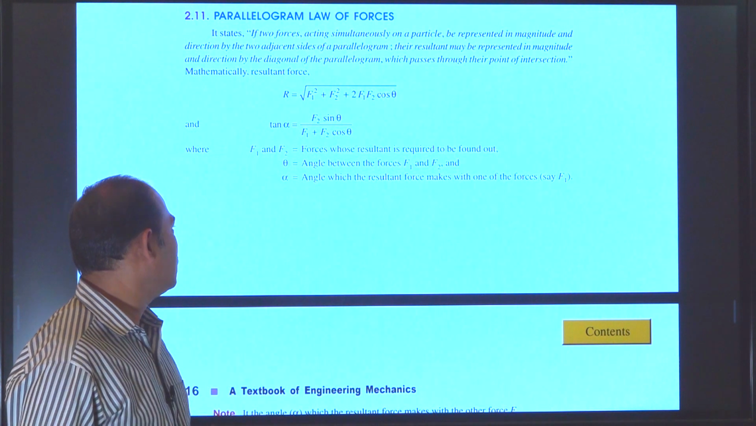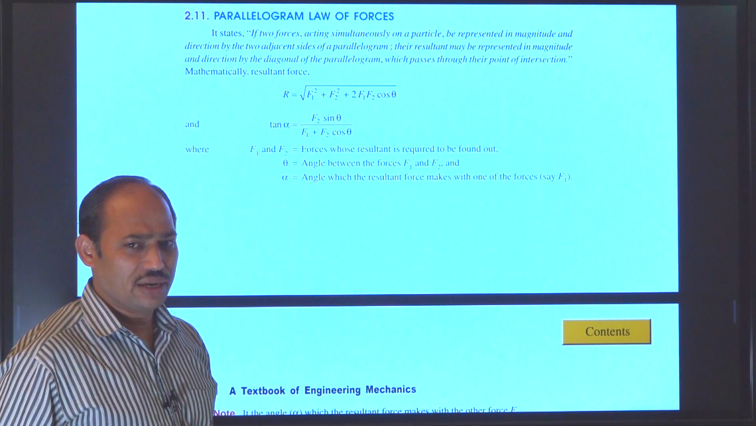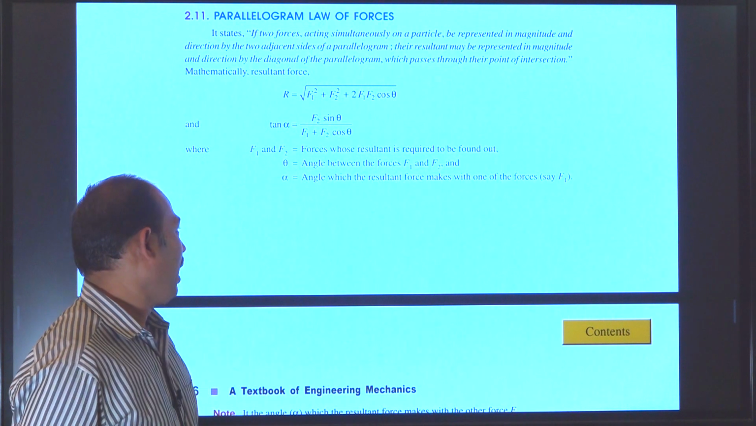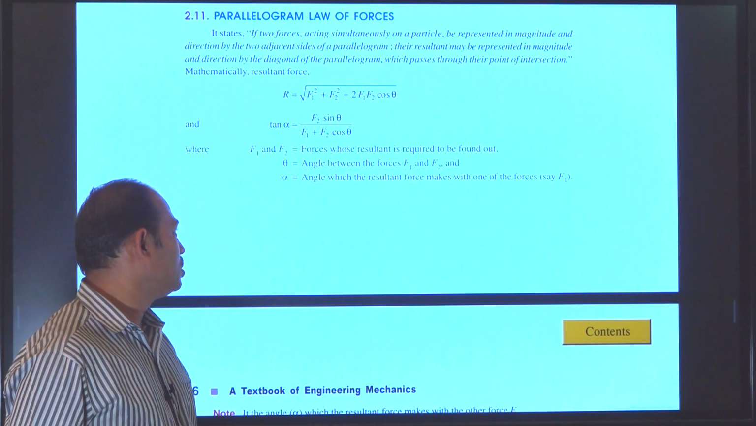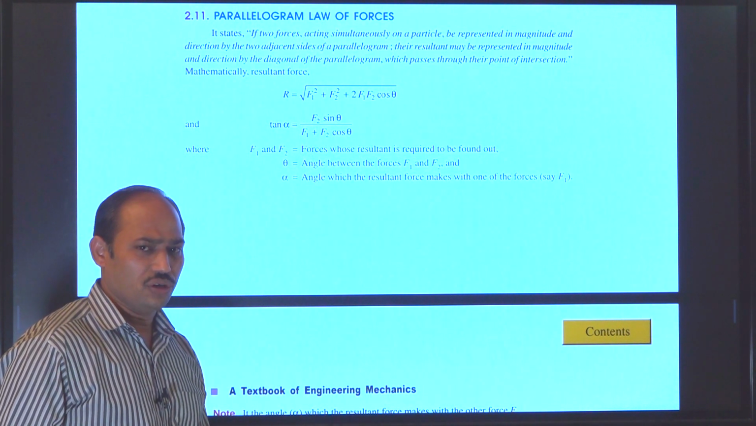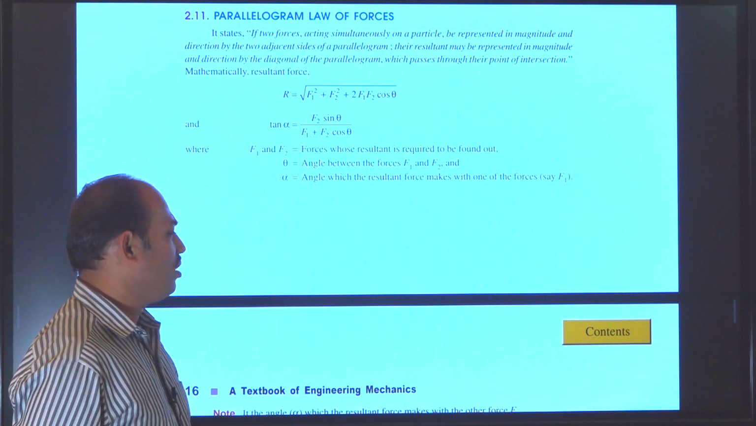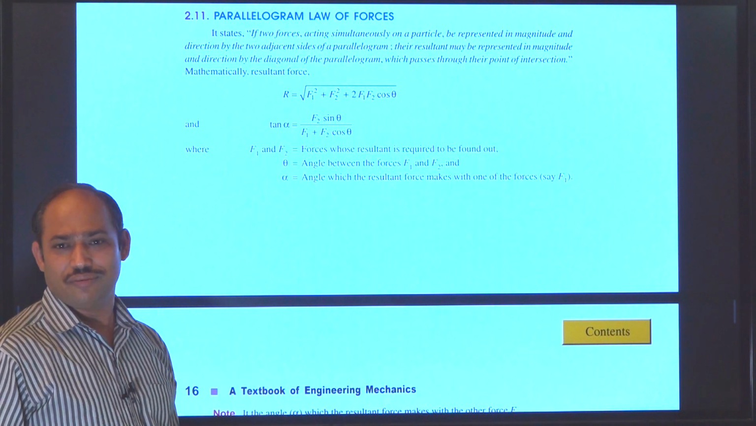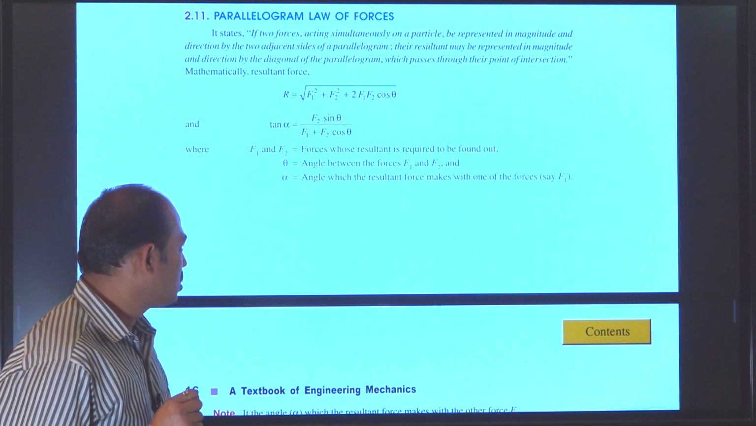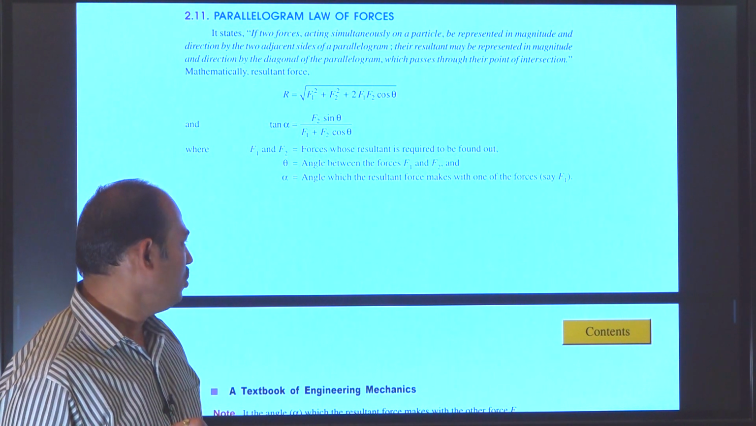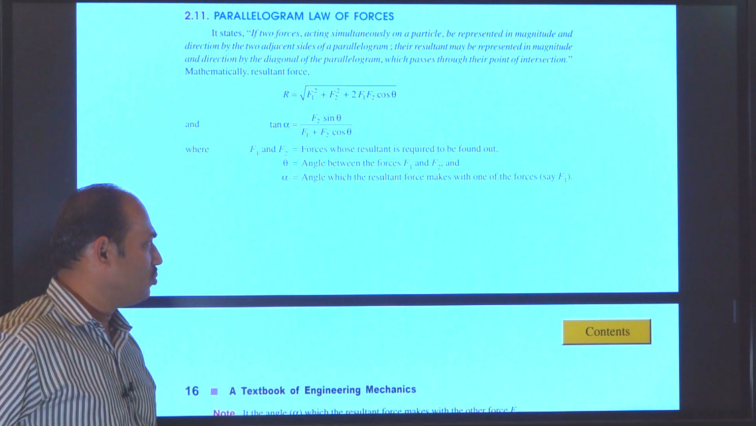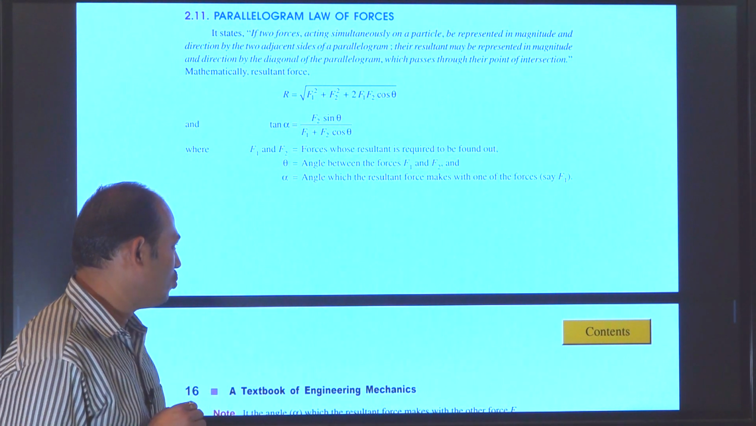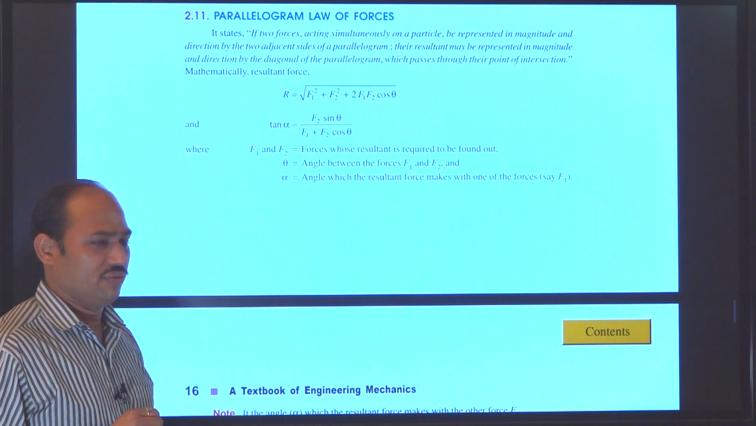Mathematically, it can be written as: the magnitude of the resultant force is represented by the symbol capital R. R is equal to the square root of F1 square plus F2 square plus 2 F1 F2 cos theta, and tan alpha is equal to F2 sin theta divided by F1 plus F2 cos theta, where F1 and F2 are the forces whose resultant is required, theta is the angle between the forces F1 and F2, and alpha is the angle which the resultant force makes with one of the forces, say F1.